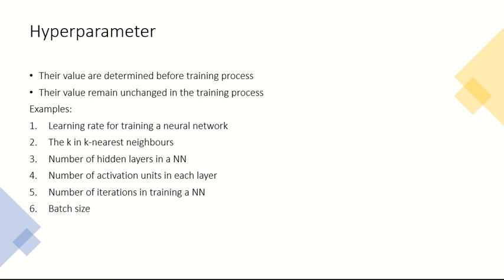Other examples are also the number of hidden layers in a neural network, the number of activation units in each layer in a neural network, and the number of iterations in training a neural network, batch size, and also lots of other examples. And so now we know what hyperparameters are and why it is important to optimize them.